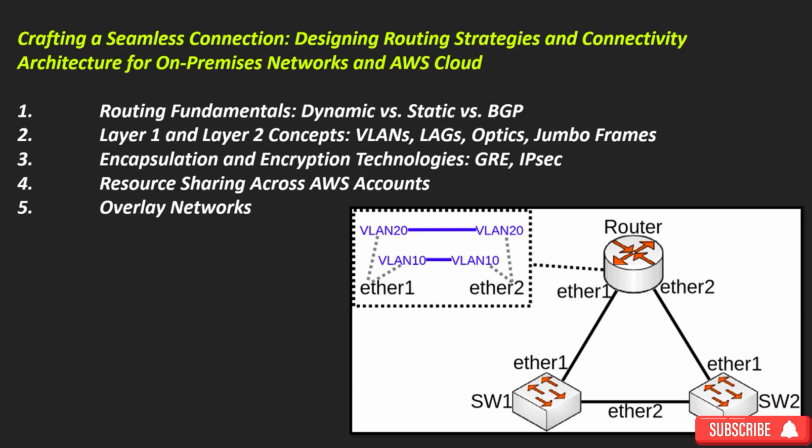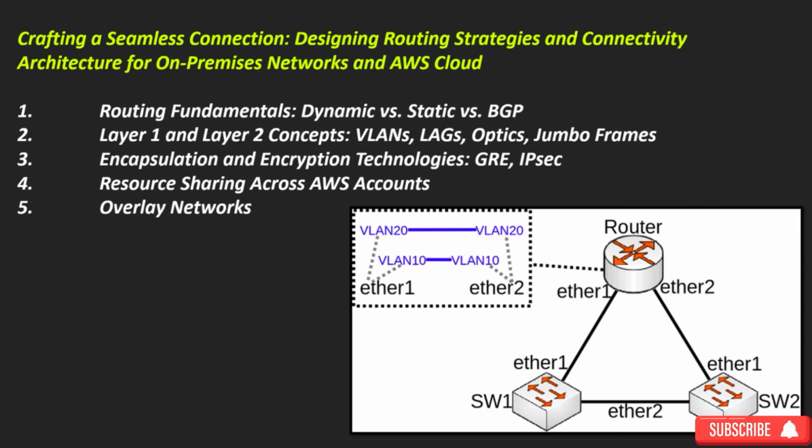That's why in this lecture part, we need to discuss some of the intricacies of designing a comprehensive routing strategy and connectivity architecture, considering some of the key elements such as routing fundamentals, layer 1 and layer 2 concepts, encapsulation and encryption technologies, resource sharing across the AWS accounts, and overlay networks. Everything we need to discuss now. The first point we have to talk about is the routing fundamentals.